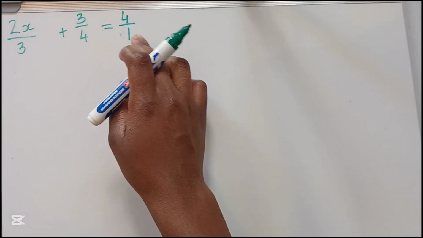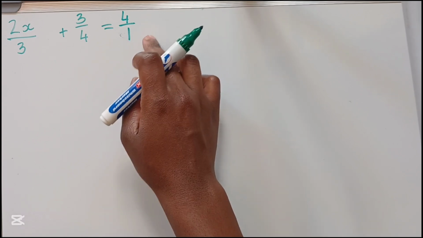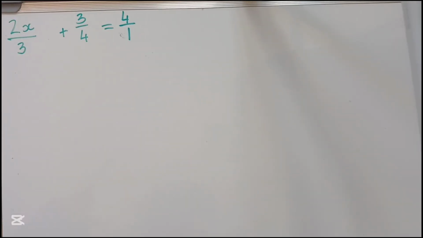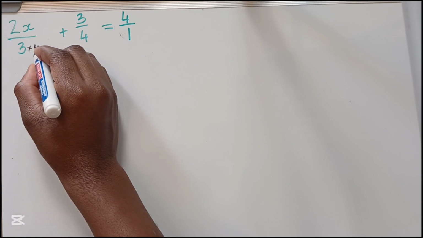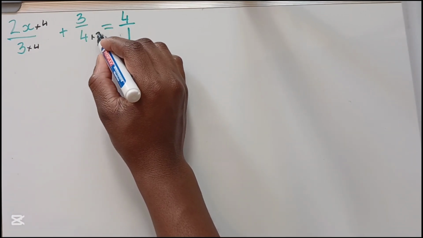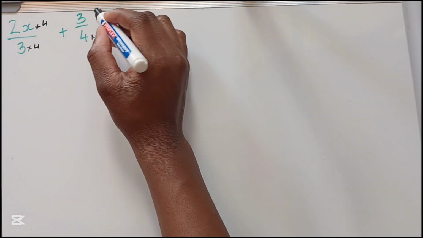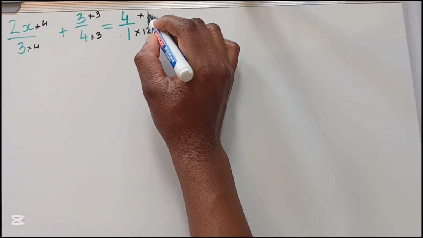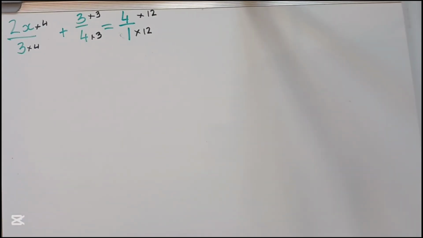This will not change the value of the whole number 4, because 4 divided by 1 will still give you 4. Okay? The next step is we want to make the denominators the same. So let me times this by 4, times this by 4, times this by 3. What you do down, you do up as well. Times this by 3, times this by 12, times this by 12. Because the overall aim of this is we want to eliminate the fraction part. That's why we are doing that.